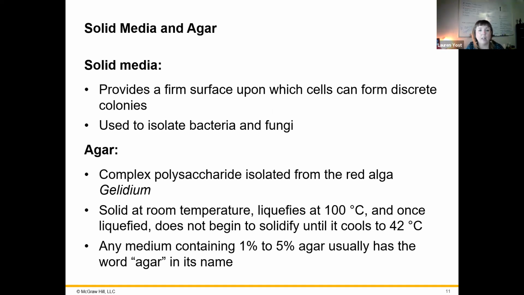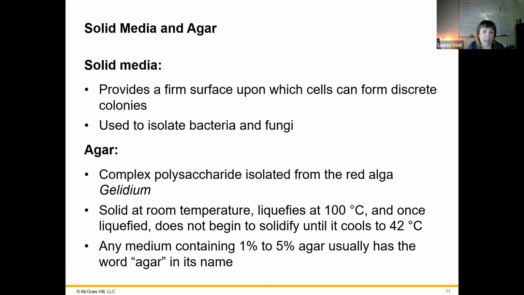Then we have solid media, pretty straightforward stuff. With a solid surface, they can get discrete colonies growing based off of one cell dividing. We do this for bacteria and for fungi. And for that reason, for those media that have to be solid surface, anytime we have to solidify, we're going to add agar to it.